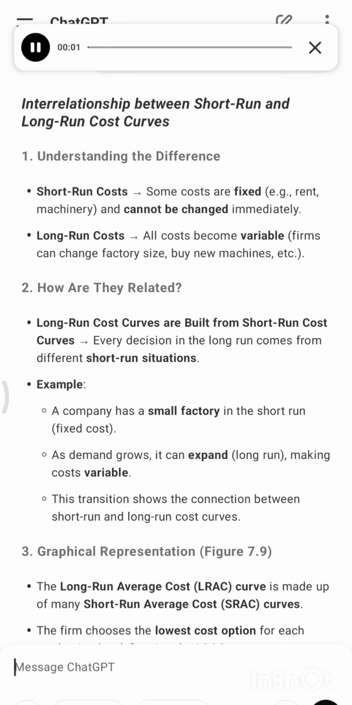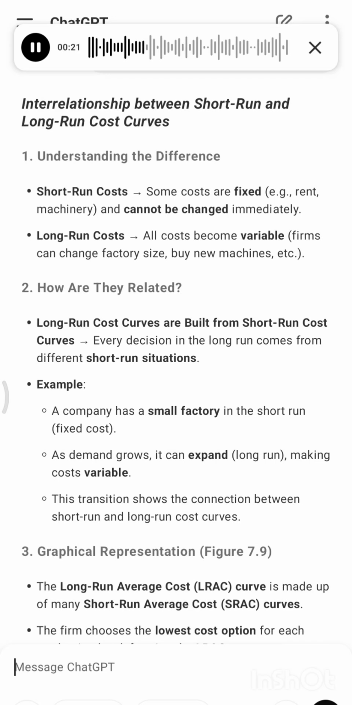Interrelationship between short-run and long-run cost curves. 1. Understanding the difference. Short-run costs. Some costs are fixed, e.g. rent, machinery, and cannot be changed immediately. Long-run costs. All costs become variable. Firms can change factory size, buy new machines, etc.